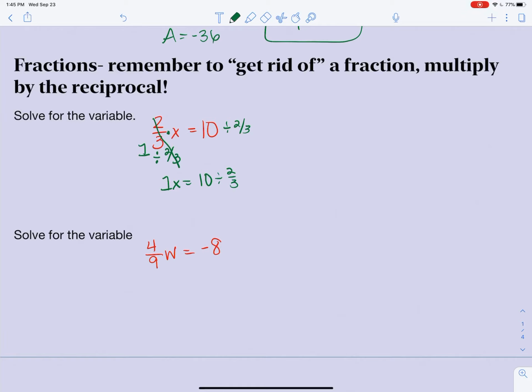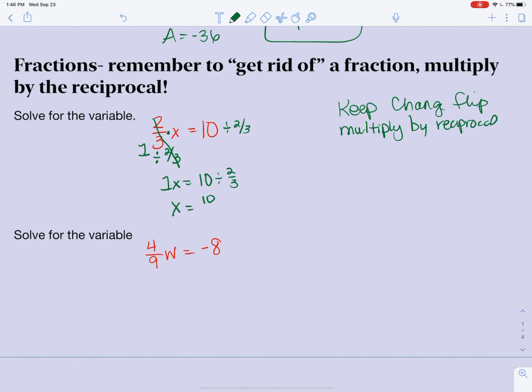We have in our DMR practiced dividing by a fraction. So I'm going to keep, change, flip, which realistically means multiply by the reciprocal. So x equals 10 over 1 times the reciprocal 3 over 2, which then equals 30 over 2. I have to make sure that that is not an improper fraction. Answer is x equals 15.